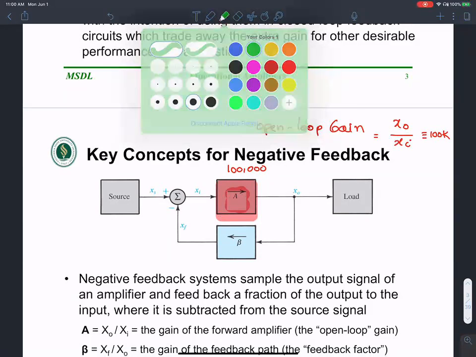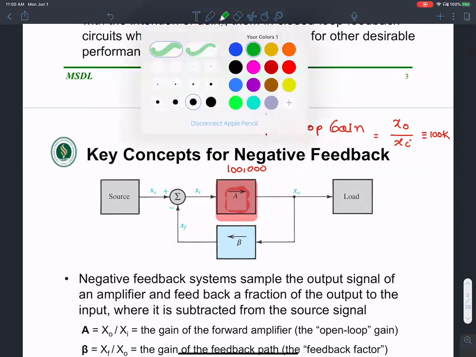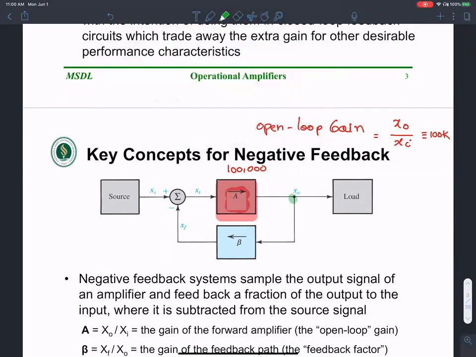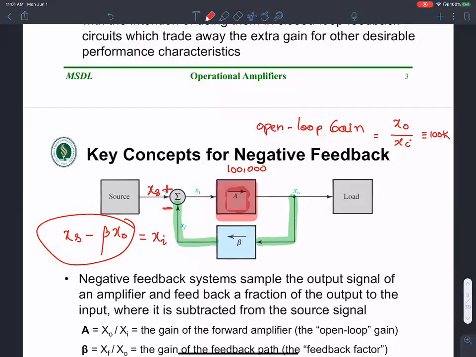Then what we do is we tie some of the output back. This is called negative feedback, because pay attention to this sign here. We are subtracting a fraction of the output from the actual input. Your input is X of S, and you're subtracting a small fraction of the output from your input. That gives your X of I. There's a rich theory behind all of this.